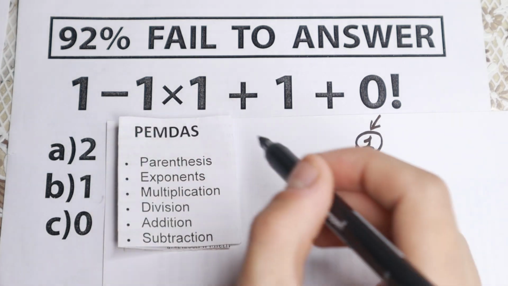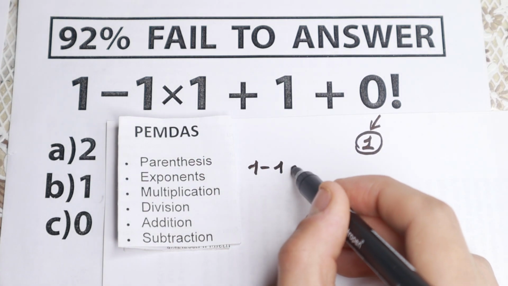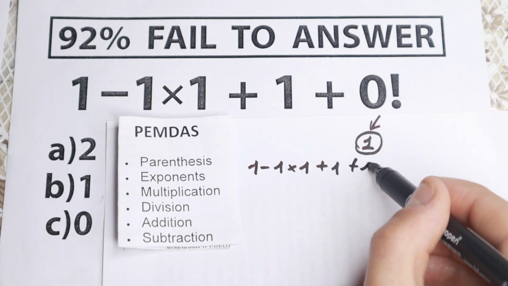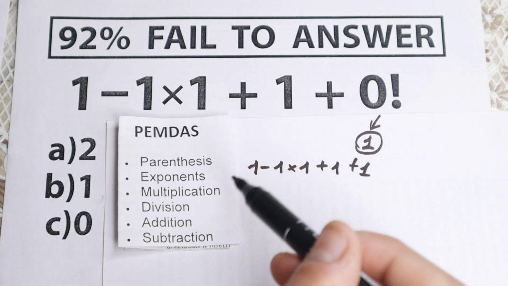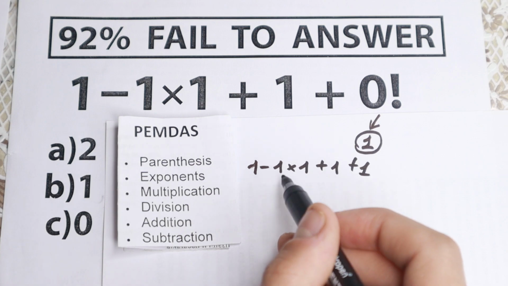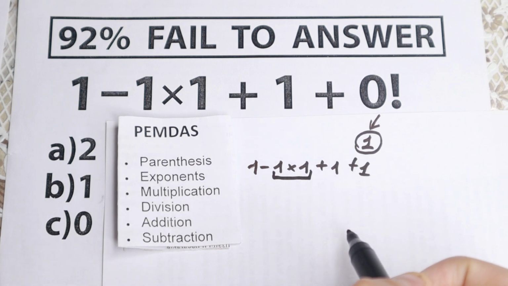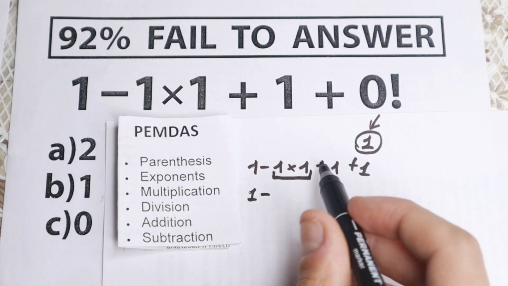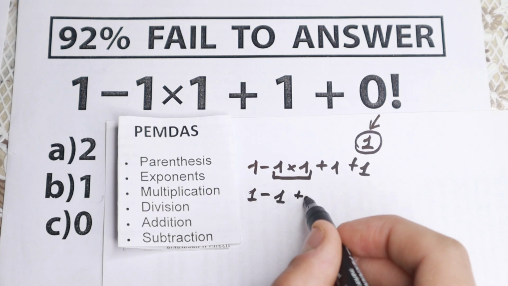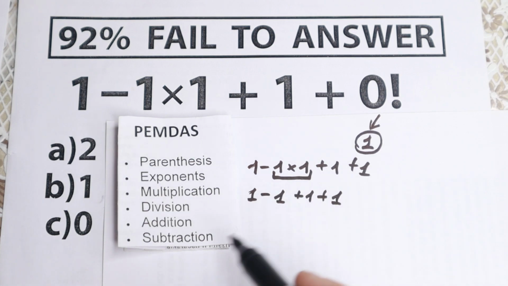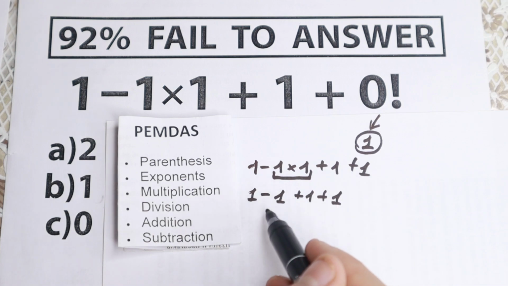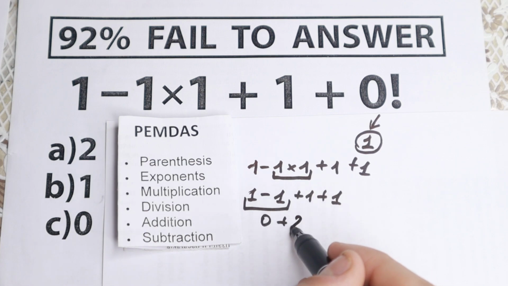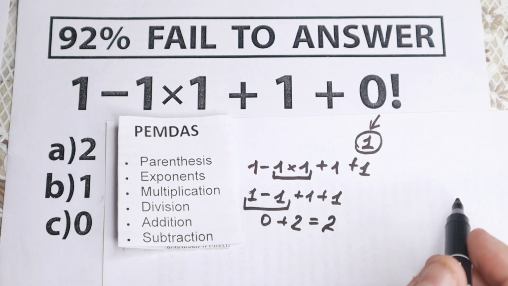I write right here. So we still have 1 minus 1 times 1 plus 1, and I write this factorial sign as plus 1, yeah? So we don't need 0 factorial, I write it as plus 1. Right here, as the multiplication division part, we have multiplication, so we need to start with this moment, yeah? So we will have 1 minus 1 times 1, which is equal to 1, and plus 1 plus 1, yeah? And the last step, addition and subtraction, the same priority right here. So from left to right, first subtraction, 1 minus 1, 0 plus 1 plus 1 equal to 2. So as a result, we will have our answer equal to 2.